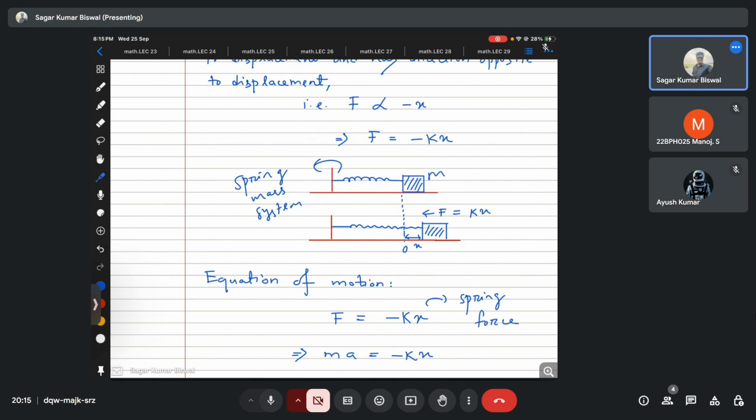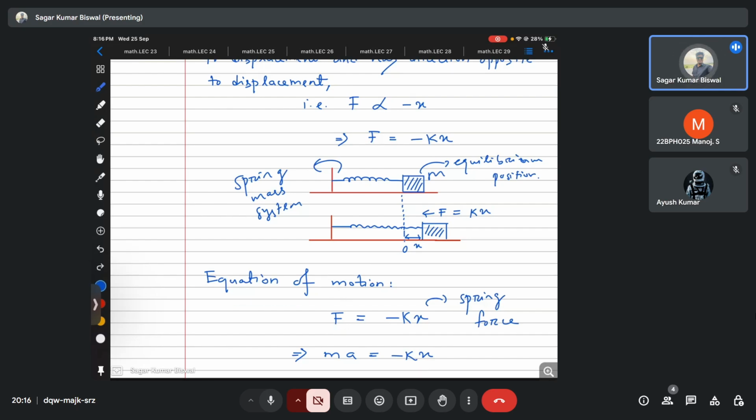What is this x? This x is the displacement of the mass from its equilibrium position, right? This is in equilibrium now. Equilibrium position, right? Or equilibrium configuration. Now if you disturb it or stretch the spring, then it will displace from the origin or the equilibrium position, and it will execute the simple harmonic motion, right? So this is the spring force, and this is the equation of motion from Newton's law, right?